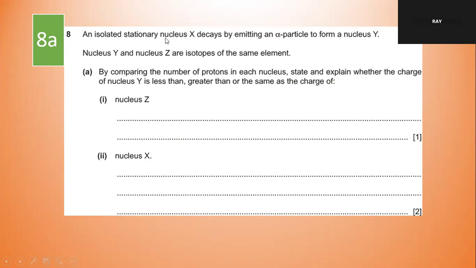An isolated stationary nucleus X decay by emitting an alpha particle to form a nucleus Y. Nucleus Y and nucleus Z are isotopes of the same element. By comparing the number of protons in each nucleus, state and explain whether the charge of Y is less than or greater than or the same as the charge of nucleus Z. Okay, what's your answer?